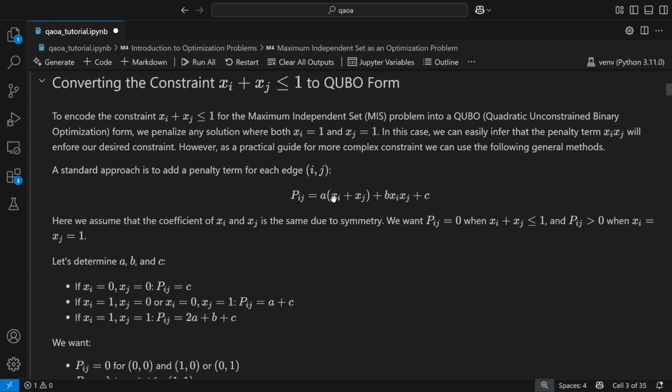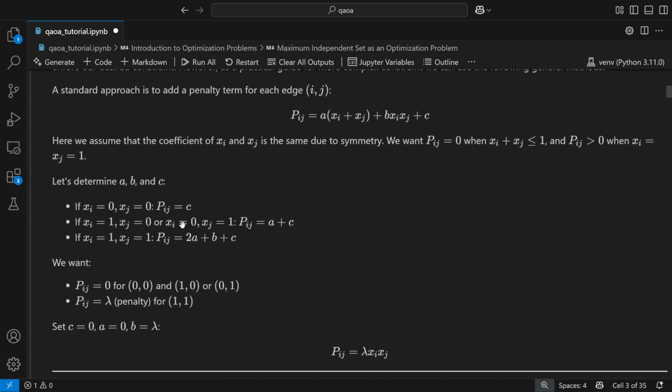So by substituting xi and xj into this equation, we get 4 possibilities. If they're both 0, we have c. If one of them is 1 and the other is 0, we get a plus c. And if they're both 1, we get 2a plus b plus c. Now, if we set 3 of the possibilities to 0, we find that both c and a are 0. And so we are just left with the term b, which we can set to lambda. Lambda is a typical symbol for penalty, or Lagrange multiplier, which is a different concept. So here we are just left with this quadratic term, just like intuitively we thought about it.